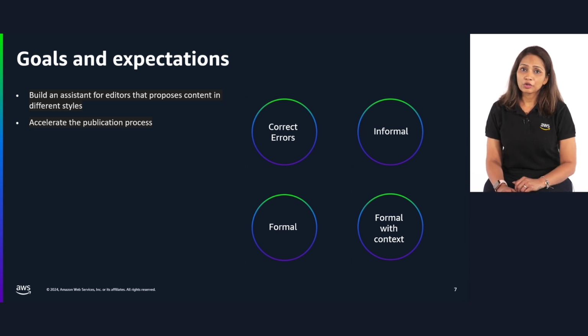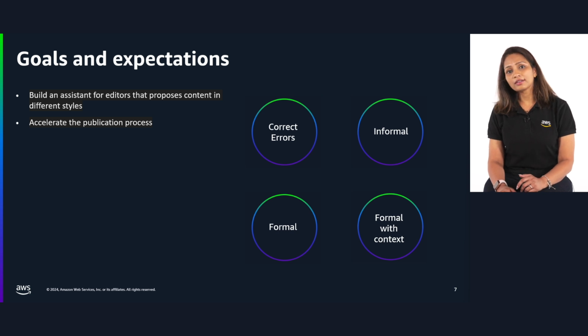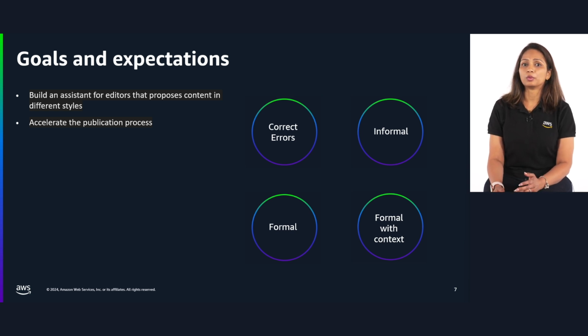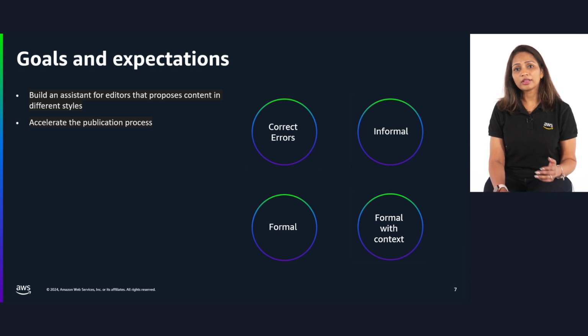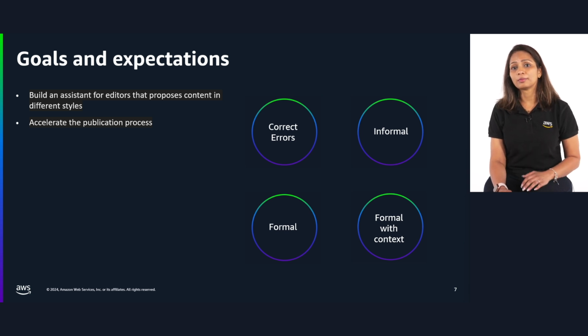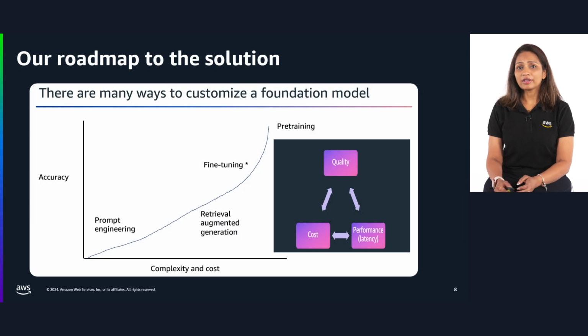With the error correction option, the article should be rewritten with any spelling and grammar corrections. With the informal option, the article should be generated with creative wordings. With the formal option, the article should be generated with formal wordings. With the formal with context option, the article should be generated with formal wordings, but with additional information taken from the previous latest relevant articles.